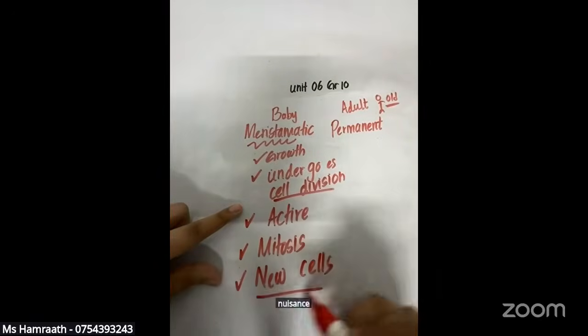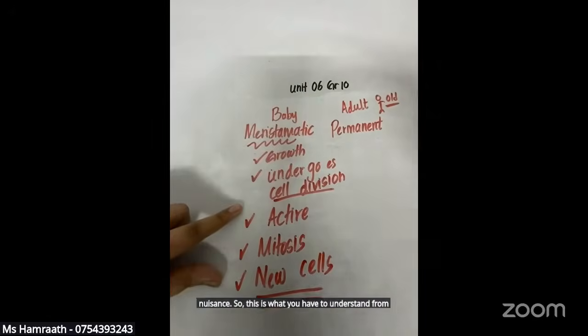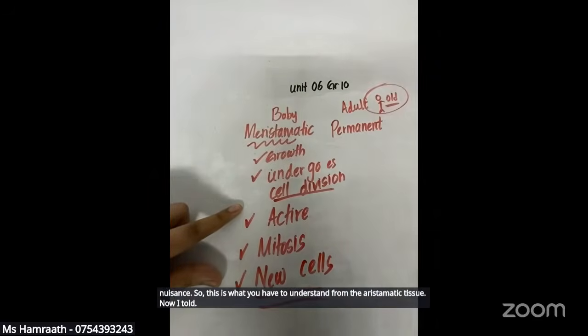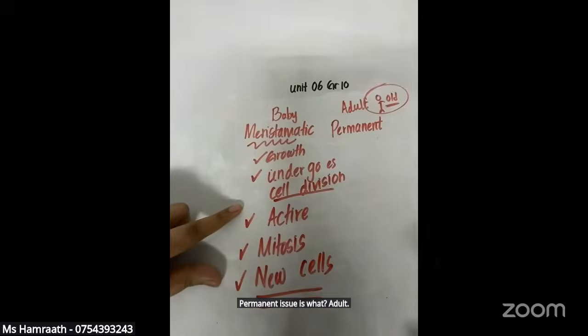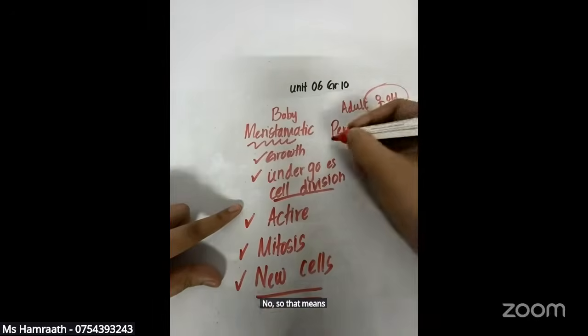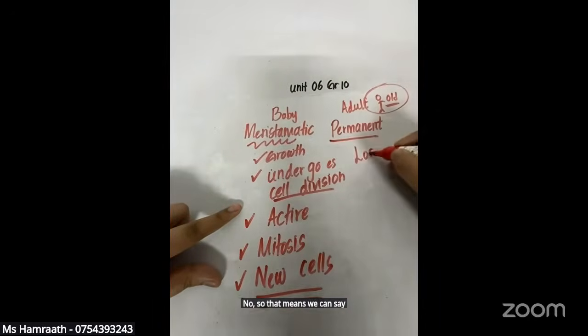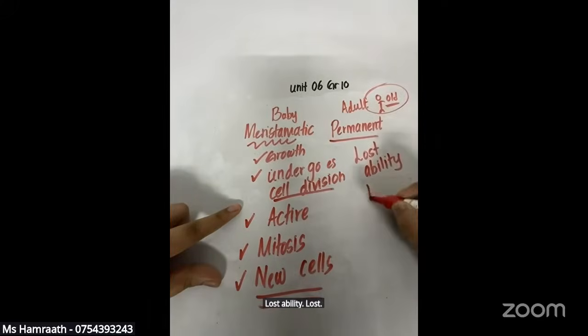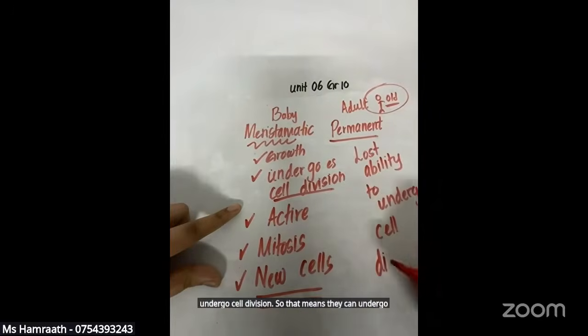So this is what you have to understand from the meristematic tissue. Now I told you permanent tissue is the adult. Does the adult grow in height? No, their height will never grow. Will they have any growth after that? No. So we can say permanent tissue lost the ability to undergo cell division. They can't undergo cell division because they are old.